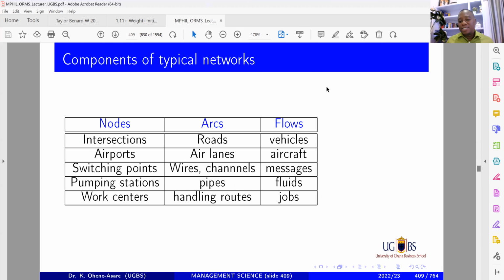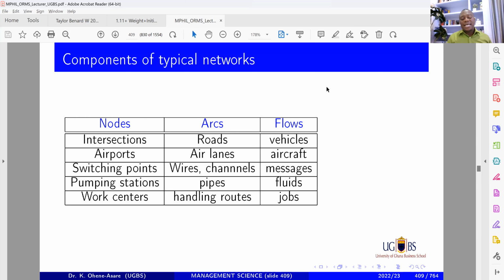Like switching points. When you are dealing with a switch point, like in your house, there's a switching point in the living room. There's a switching point in the kitchen. There's a switching point in the corridor. There's a switching point in the bedroom. These are switching points, and they are connected with wires. So the switching points are nodes. That's what are called nodes.